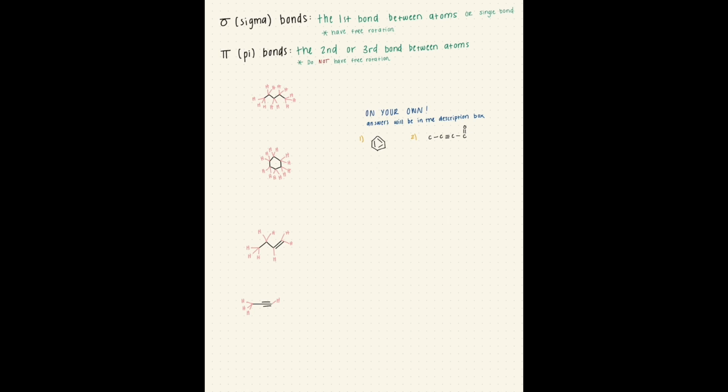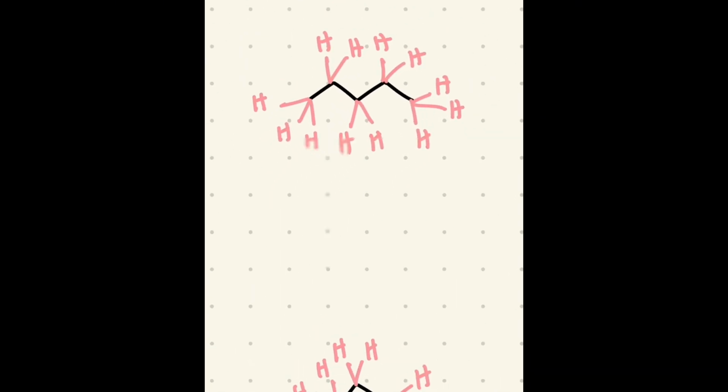Okay, let's start off with this alkane right here. Do we see any double or triple bonds? No, right? So we immediately know that we have 0 pi bonds. Pi bonds are only in double or triple bonds. But we see a lot of single bonds, so we know that we are going to have sigma bonds. The question is how many?